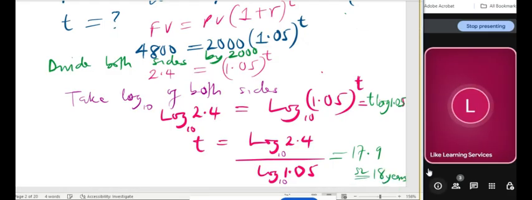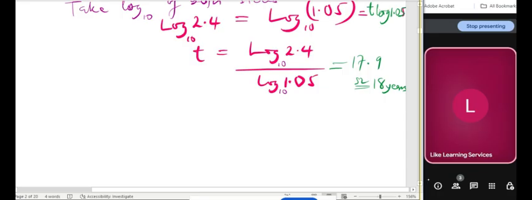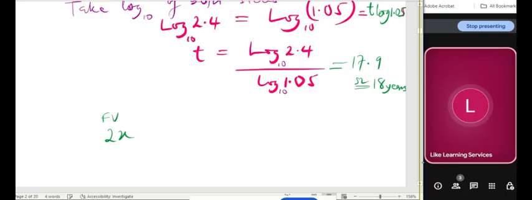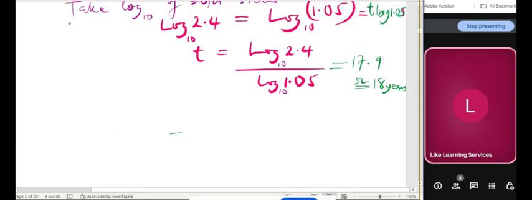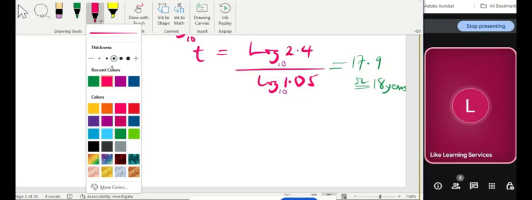Sometimes you may be asked, how many years will it take for you to double? Of course, for you to double, if the future value is 2x, the present value will be x, is it not? And you do everything, you just divide by x, because fewer quantities will be given when they are talking about doubling.